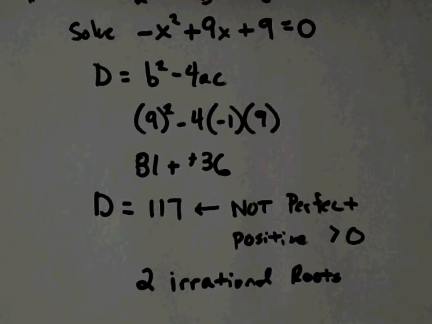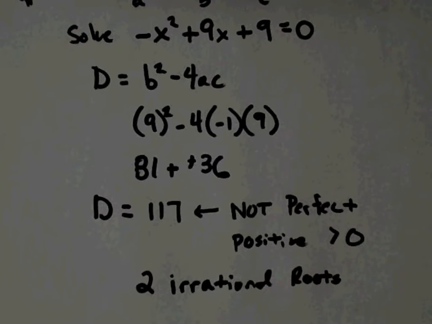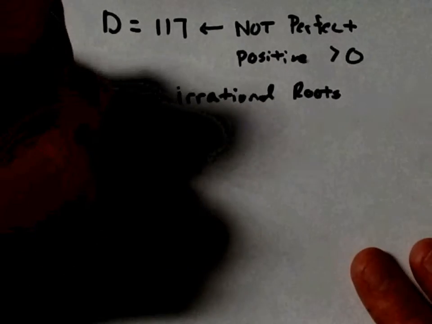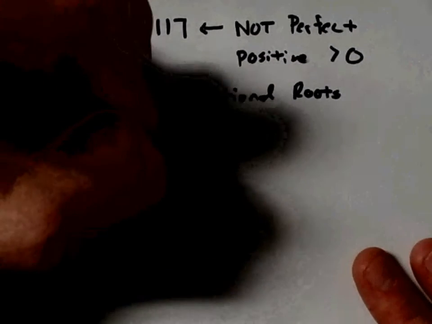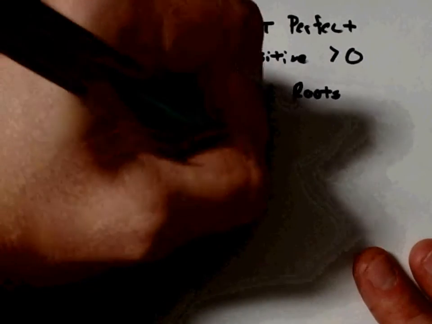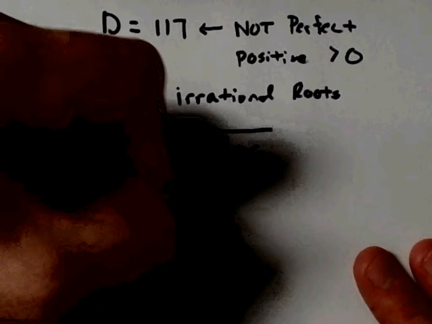And so what happened is we can't factor it. And since we can't factor it, we've already done the bulk of the quadratic formula. Here's the quadratic formula. Negative b plus or minus the square root b squared minus 4ac all over 2a.